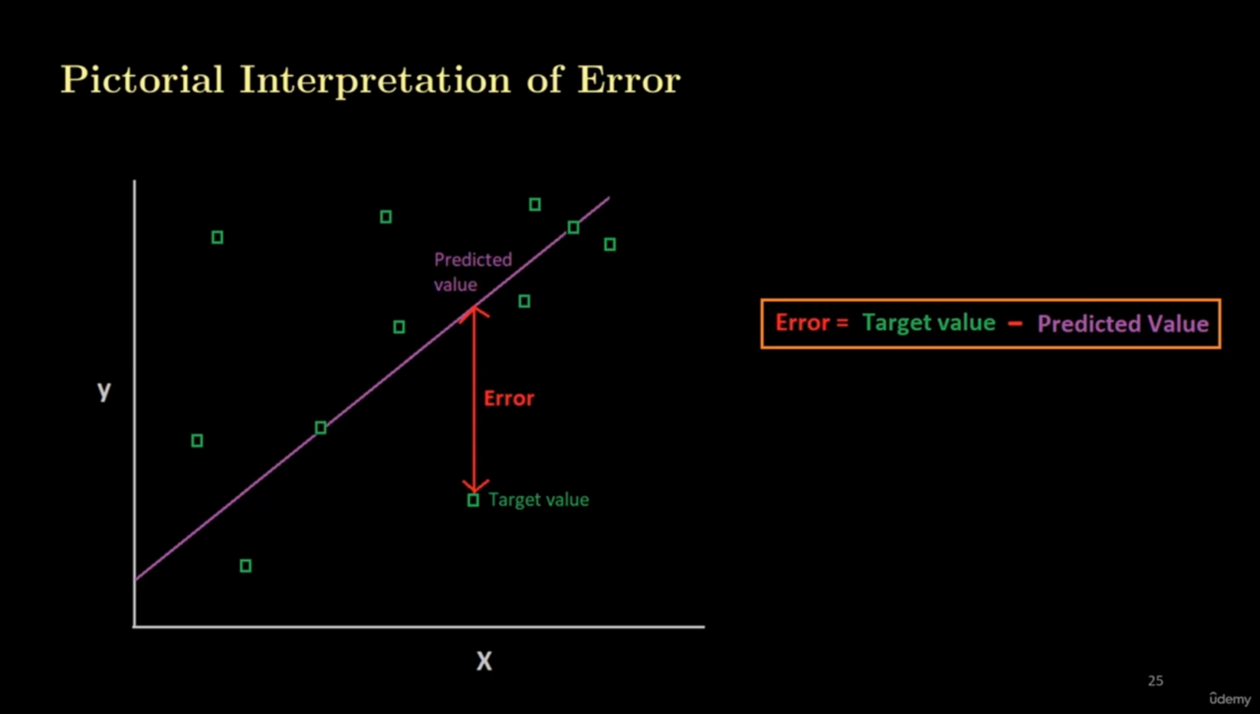So in this lecture, we learned about the target value and the predicted value. We see that when those values are equal, there is no error and the accuracy of the model is 100%. On the other hand, we see that if the target value and the predicted value are not equal, then we have to find the error.